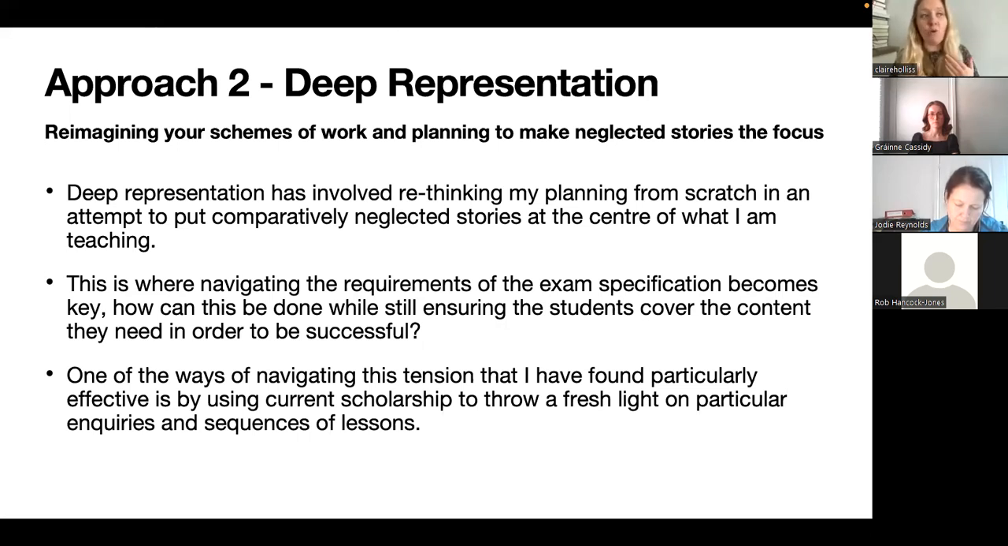For deep representation, you're going back, taking your scheme of work and going, okay, let's replan this. Let's start from scratch, putting these neglected or underrepresented stories at the heart of the inquiry or the sequence of lessons. Now, obviously, this is where things get more complicated with ensuring you're covering the requirements of the exam specification, and doing all you need to do to make your students successful at the end of it. It still can be done, but it requires more careful thinking, and quite a bit of creativity.